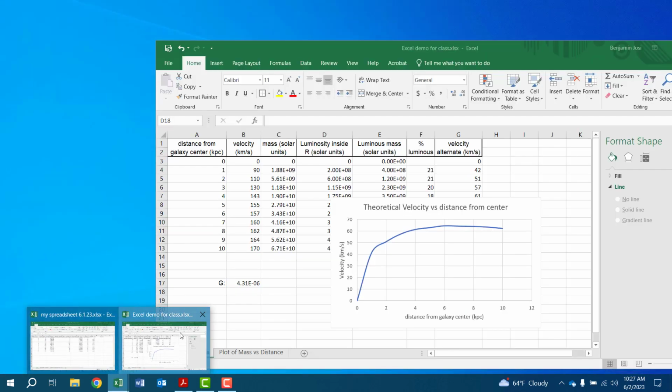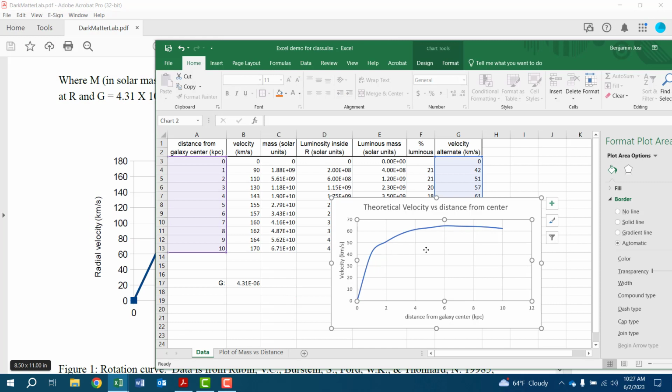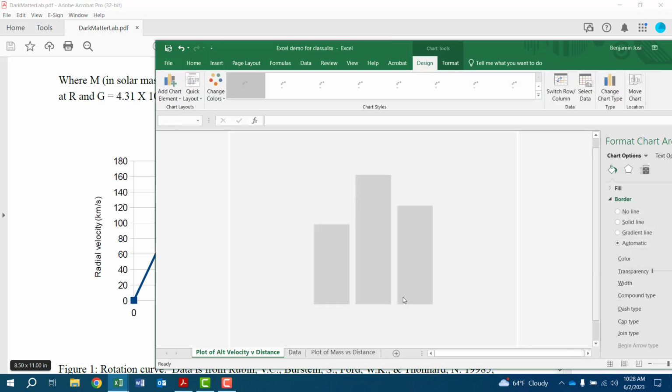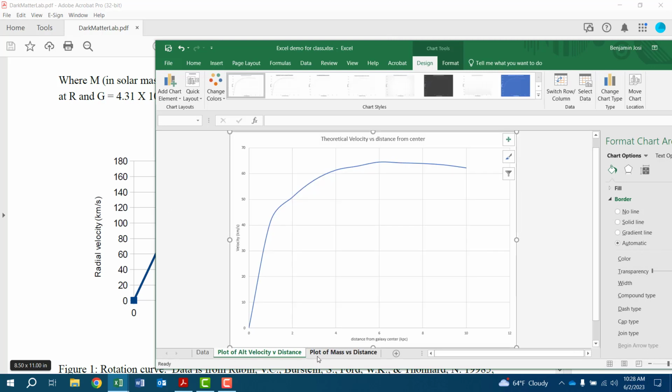But for our alternate graph, let me stick this on its own sheet. Gotta click in some white space here. Move chart, put it on its own sheet, and I'll call it plot of alternate velocity versus distance. That didn't quite fit, so velocity v distance. And I'll scoot this to the end.